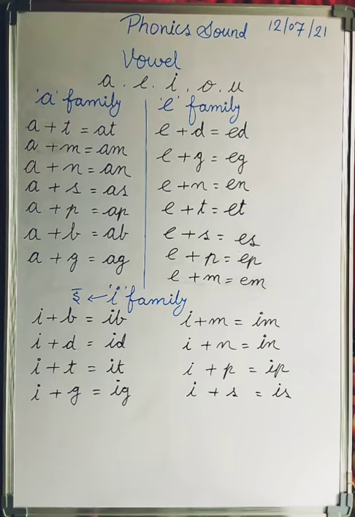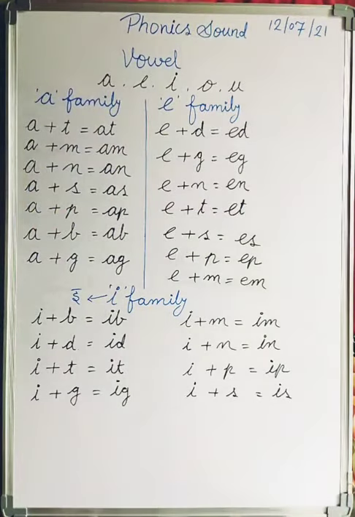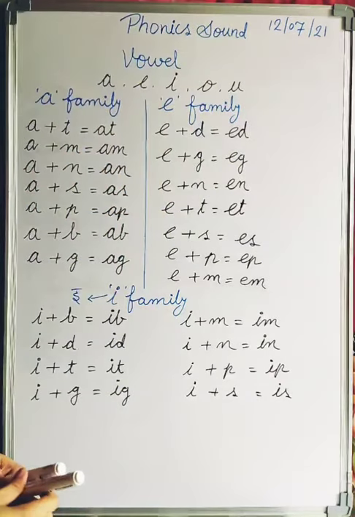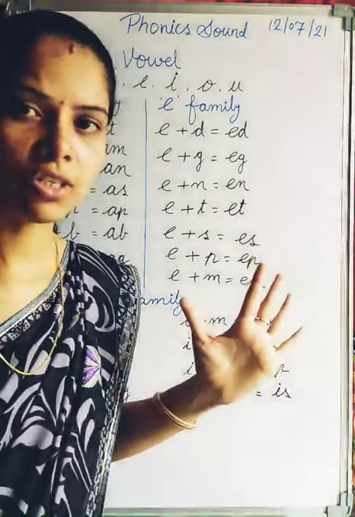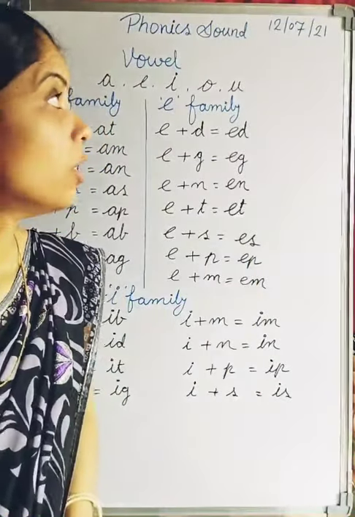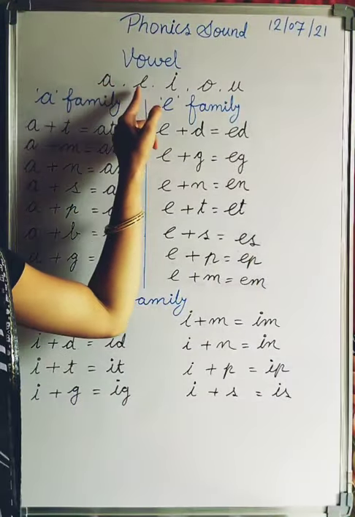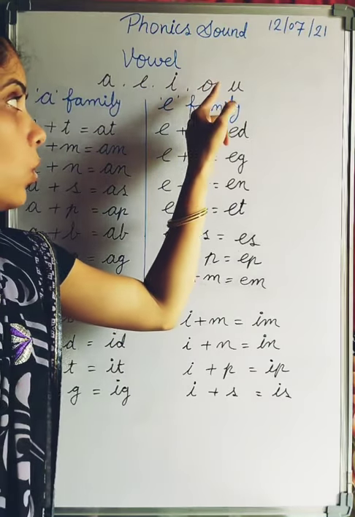Today we have phonic sound class. Aaj hamari phonic sound ki class hai. And in our last classes we have learned about the sounds of A to Z letters. A to Z letters ke sounds hum already seekh chuke hain. And we have also learned about the five vowels, means magic letters. There are five vowels, means five magic letters in English alphabet. And these are A, E, I, O and U.